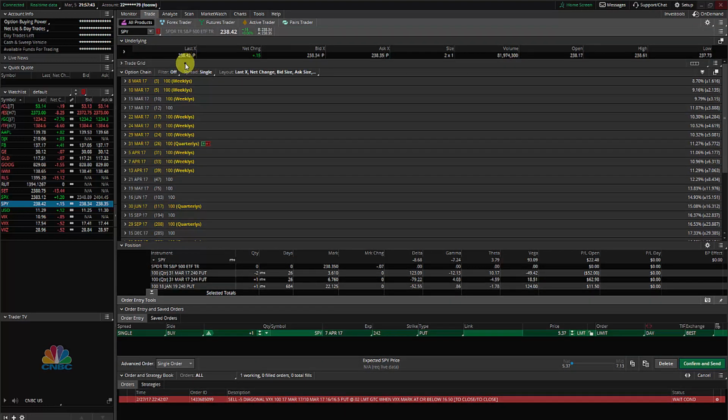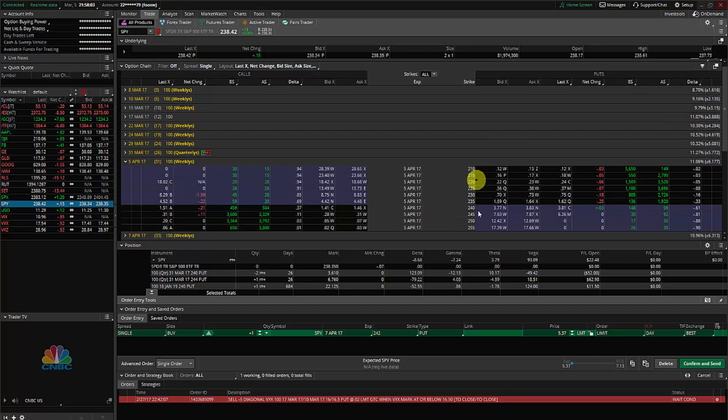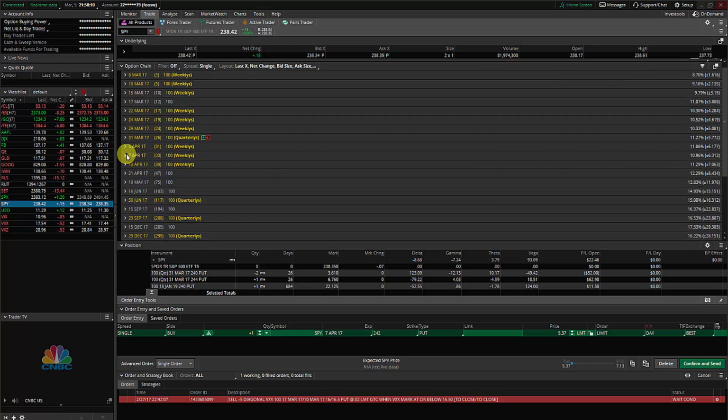The current market is 238.40. I'll be looking at a 30 days to expiry ratio spread, and the closest that we have is the 5th of April, 31 days to expiry. And if we open up, there weren't a lot of strikes, so we are going to skip this expiry and go to the next one that is closer to the 30 days. It will be the 7th of April, 33 days.